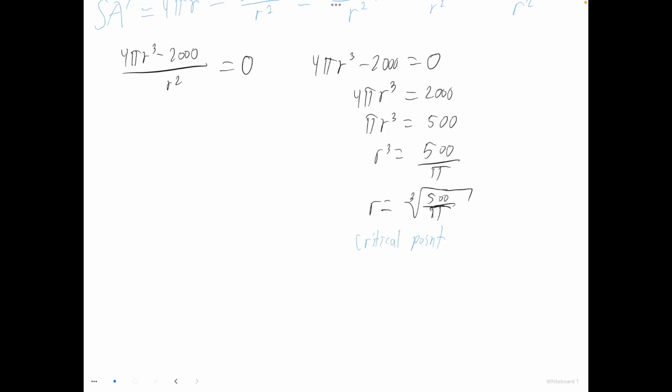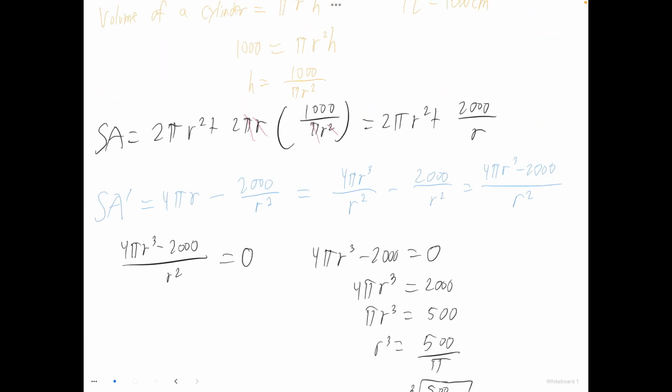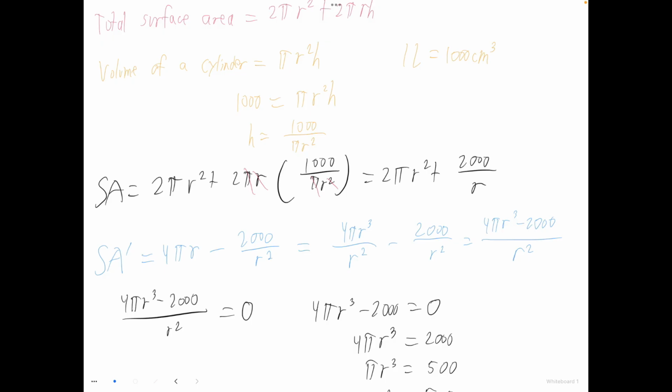Okay, so we have our critical point of the cube root of 500 over pi. But now we need to know, is this giving the minimum or the maximum? And we don't have a closed interval here. We know r is positive, but we don't really have a cap on what r could be, because if you make r wider and wider, you can just keep making h smaller and smaller. So you could make a can that had 1 liter volume with a ridiculously large value for r. Now in practice you wouldn't do that, but you could.